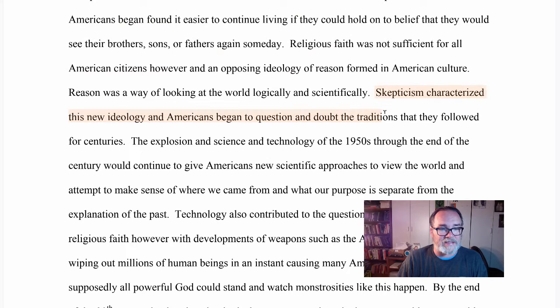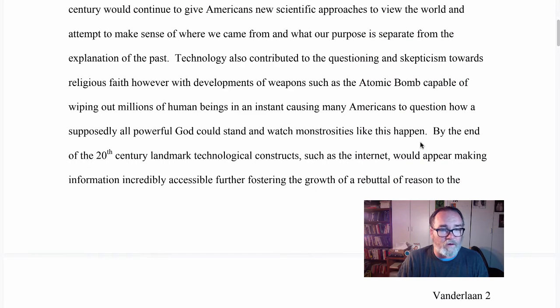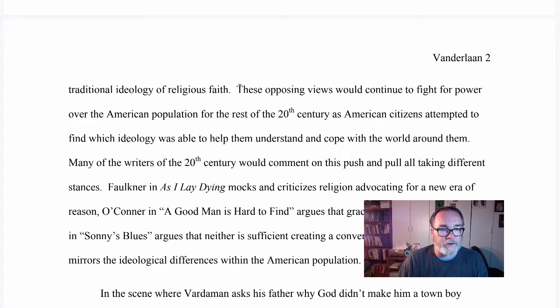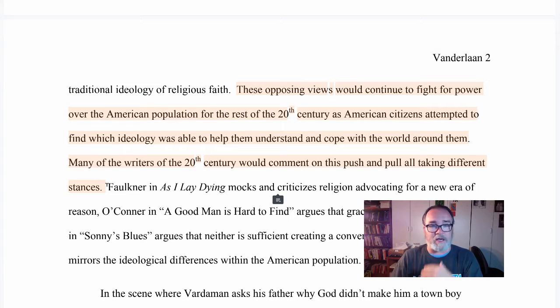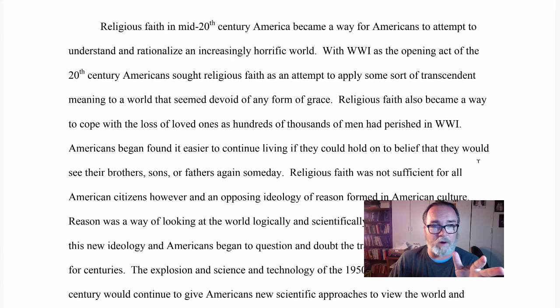Then he moves into skepticism and what that is. And we get another 4 or 5 sentences about that. Then we get the collision, right? Where the 2 viewpoints come together, how this was a national tension, how this was something Americans were struggling with. And then finally you end with that thesis. So again, you can really see how this sample intro lays out what we want to do.